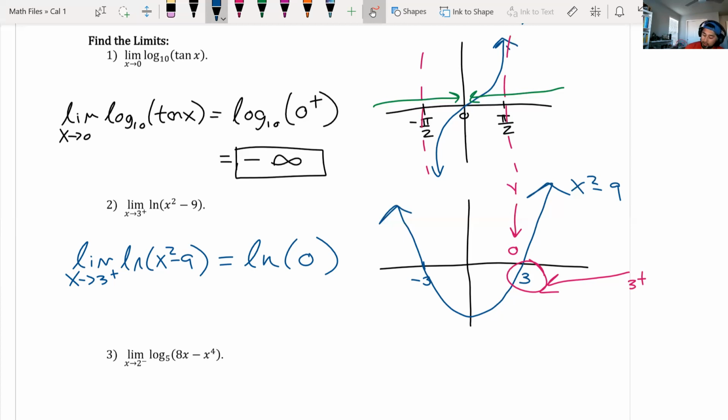From the right. And based on the natural log, if you ever approach 0 from the right, where is your limit headed? Negative infinity. That's it.